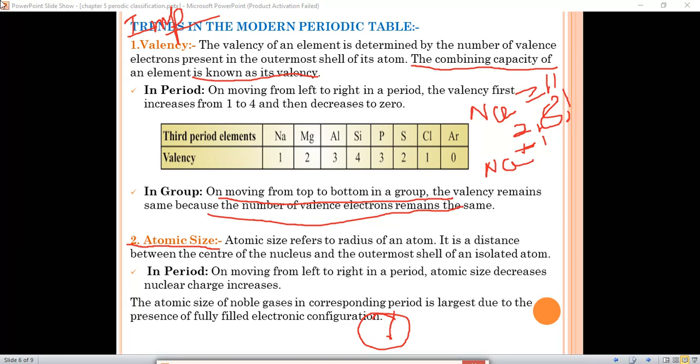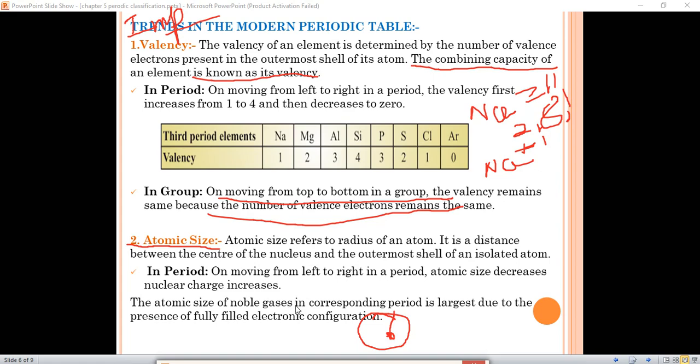Now we'll see the trends in the periods and the groups. On moving from left to right in a period, atomic size decreases as the nuclear charge increases. If we move in a period from left to right, atomic size will decrease. Why will the atomic size decrease? Because the nuclear charge will increase. Means the charge inside the nucleus will increase. It will attract the electrons towards itself, and as a result, the atomic size will decrease.